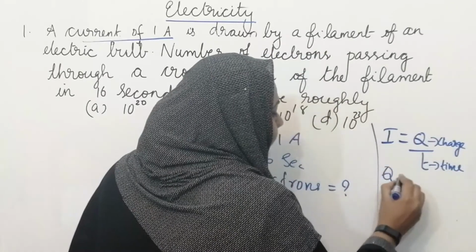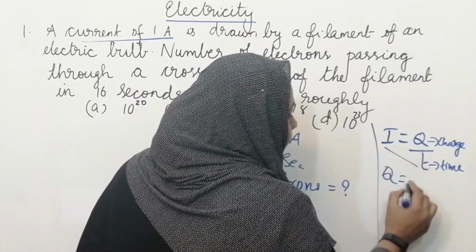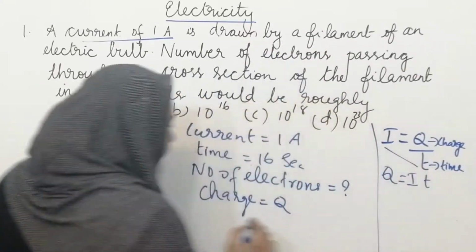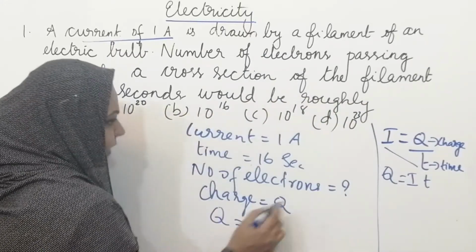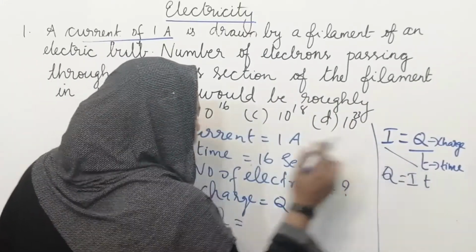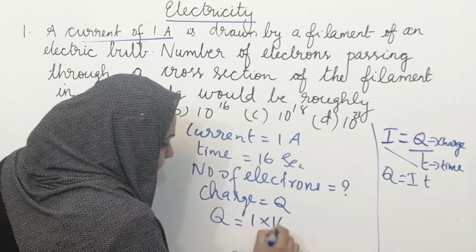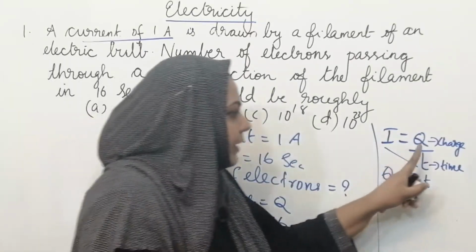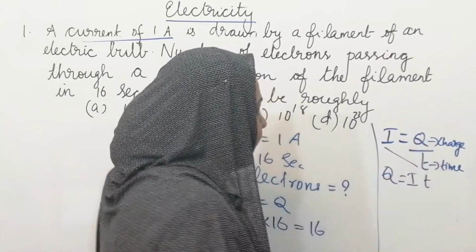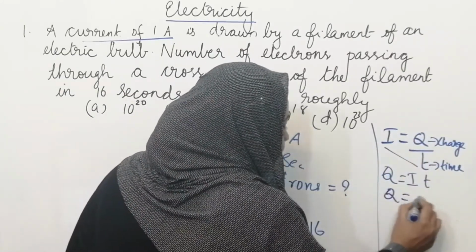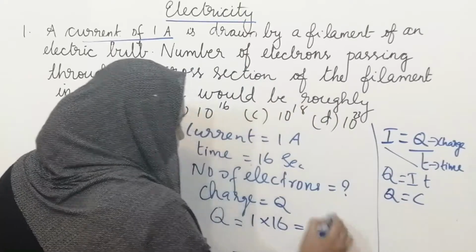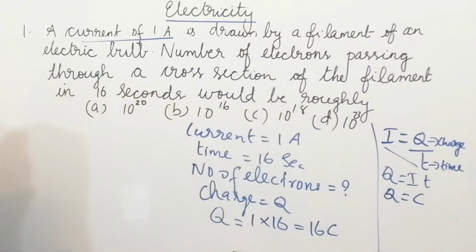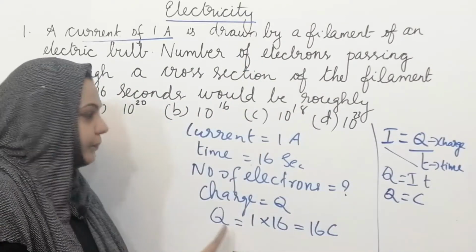From this, how can we find Q? When you cross multiply you will get I T. So now we can find Q. Q is equal to current into time. So 1 into 16. What is the unit for Q? Charge is Q, and the SI unit of Q is coulomb. So 16 coulomb. I hope you understood how you have to find Q.